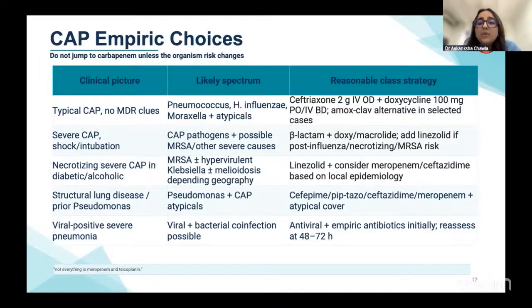So for MRSA, you give linezolid. For Klebsiella, you cover with meropenem. And based on the local epidemiology, where melioidosis is a possibility, you give a cover with ceftazidime.